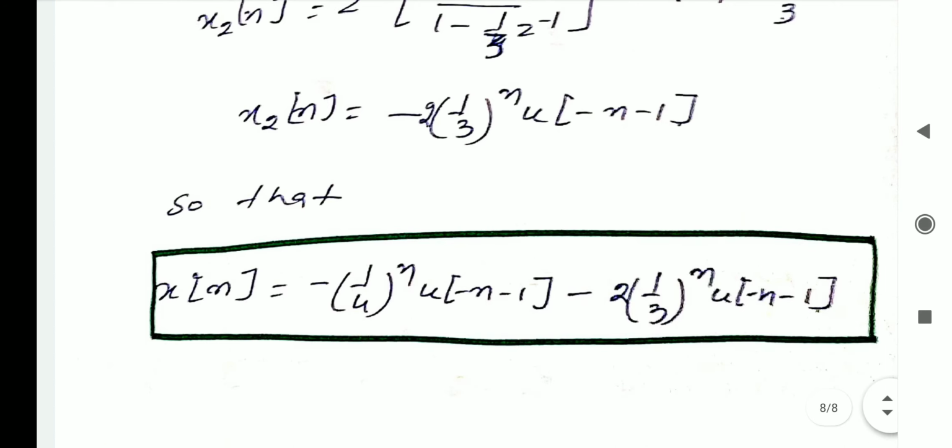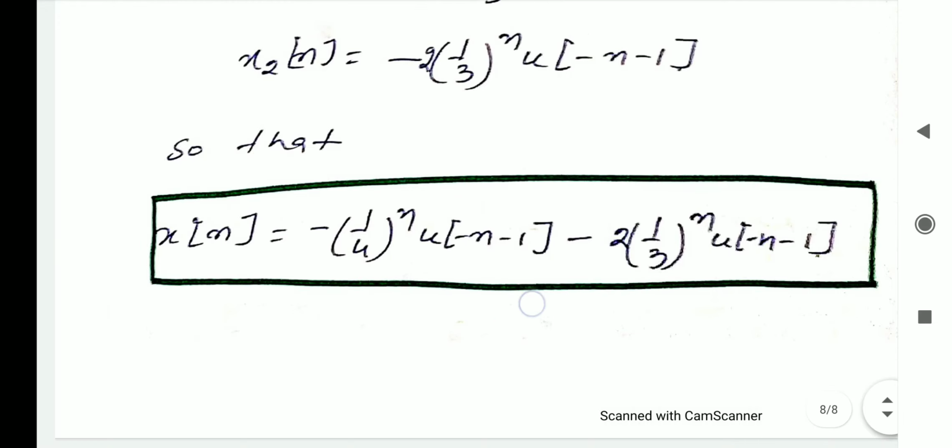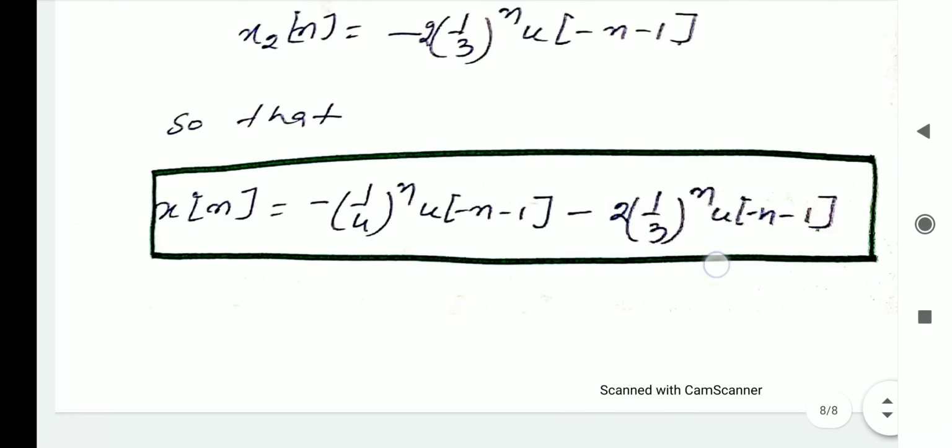So that we can write our sequence as x(n) equals minus (1/4)^n u(minus n minus 1) minus 2(1/3)^n u(minus n minus 1).